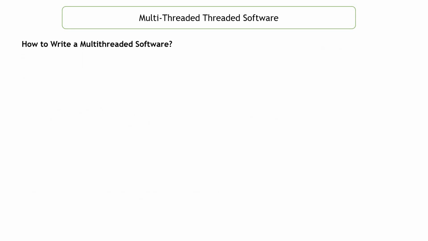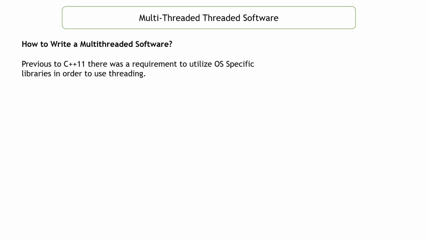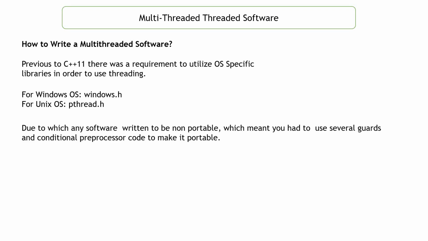So how to write multi-threaded software? Previous to the C++11 standard, there was a requirement to utilize operating system specific libraries in order to use threading. For the Windows operating system, it was the header file called windows.h. For Unix operating systems, the header file is the POSIX pthread.h, due to which any software written was non-portable, which meant that you had several guards or conditional preprocessor code to make it portable.